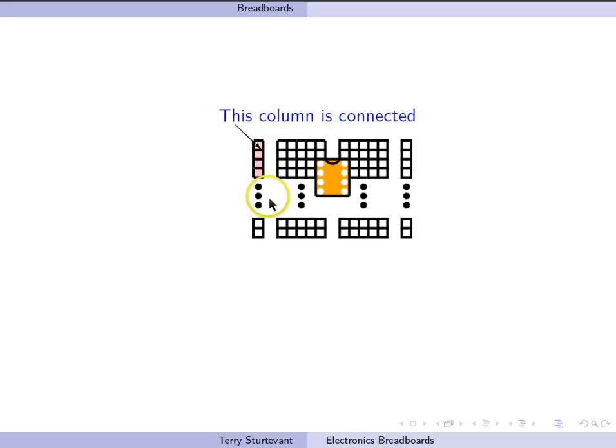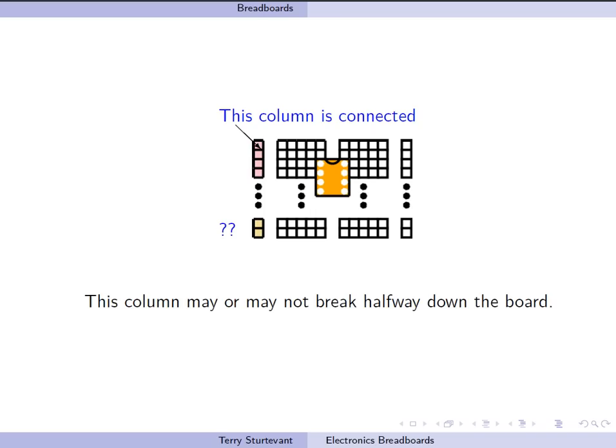A column down the side is connected, because remember we saw the steel bands there. And as you saw in the third example, they may or may not continue all the way down. There may be a break partway down.